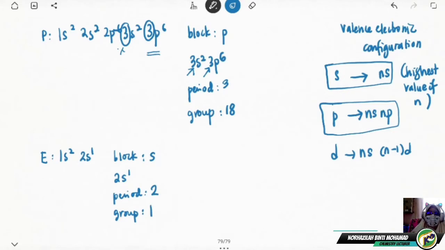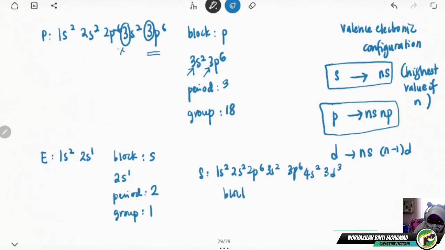The logic here, if we look back at the periodic table, is that the S block has only two groups, 1 and 2. Now, is there one with D? Let's say I have this element: 1s2, 2s2, 2p6, 3s2, 3p6, 4s2, 3d3. For this one, the last electron is added to the D orbital. So the block is D.